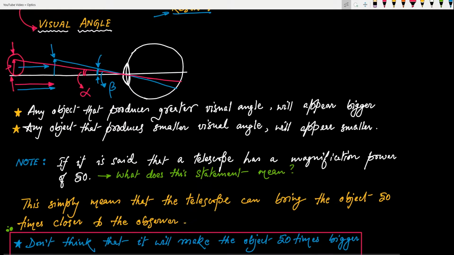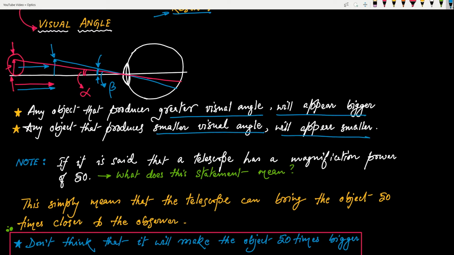Now, as I've written it down for you, any object that produces a greater visual angle will appear bigger, and any object that produces a smaller visual angle will appear smaller. Now, if you look here, the pink object produces a smaller visual angle. Therefore, this object will appear smaller in the eye, but when we use a telescope, this object produces a greater visual angle, that is beta, which is greater than alpha. Therefore, we'll see the object in a bigger way. I hope this much is clear.